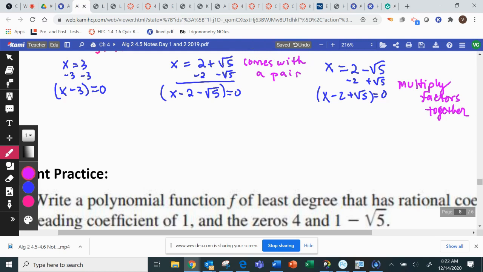And then our last step is that we're going to multiply the factors together. So I'm going to multiply x minus 3 times x minus 2 minus square root 5 times x minus 2 plus square root 5 together.